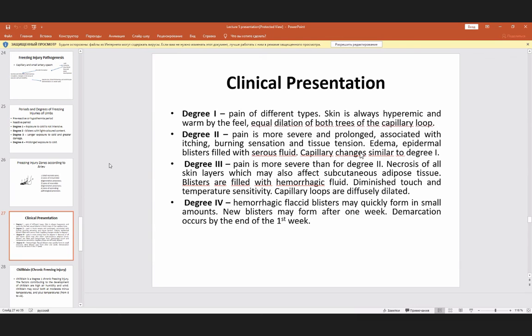Hemorrhagic flaccid blisters may quickly form in small amounts. New blisters may form after 1 week. Demarcation occurs by the end of 1 week.